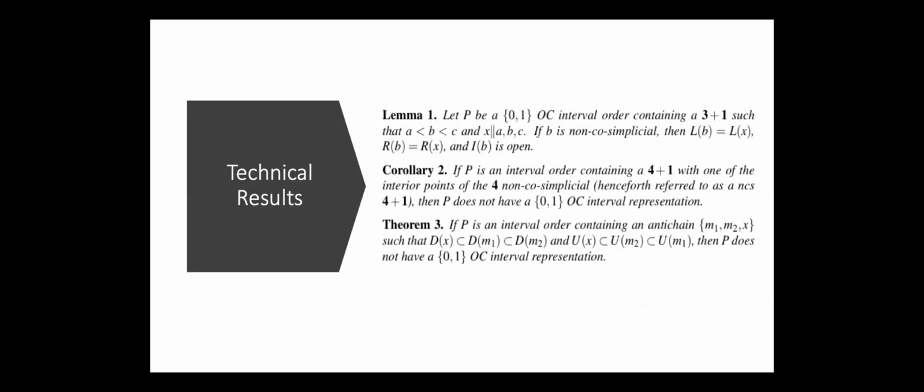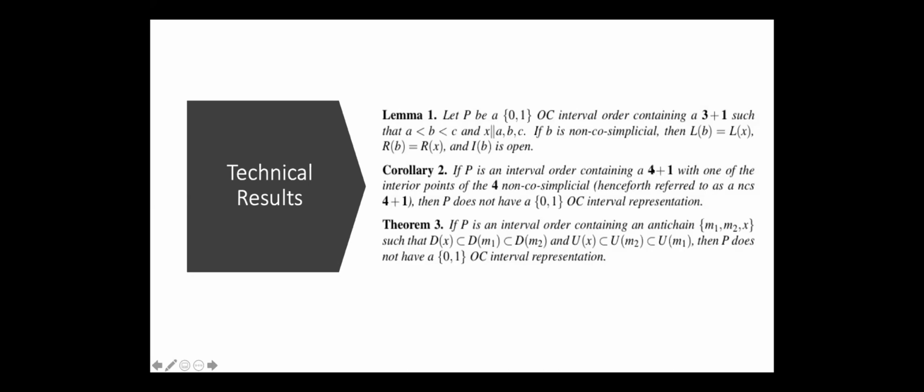So these are the technical results that we've discovered, and this has really been where the bulk of my work has come, in the proofs and finding things out along these lines. The lemma 1 up here is what actually forces the interval representation for the 3 plus 1 that you saw in the previous slide. So it's important to note that the 3 plus 1 representation that I just showed you is forced by lemma 1. So it is the way to represent a 3 plus 1 in this class of interval orders.